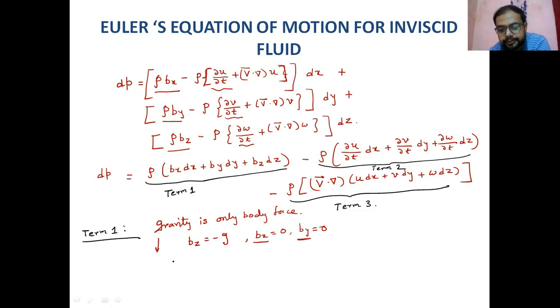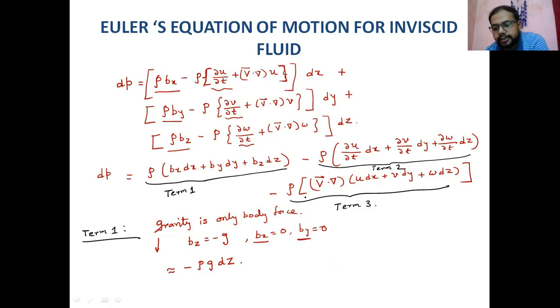That is our assumption. So term 1 can be reduced to minus rho g dz, just putting the bz values.